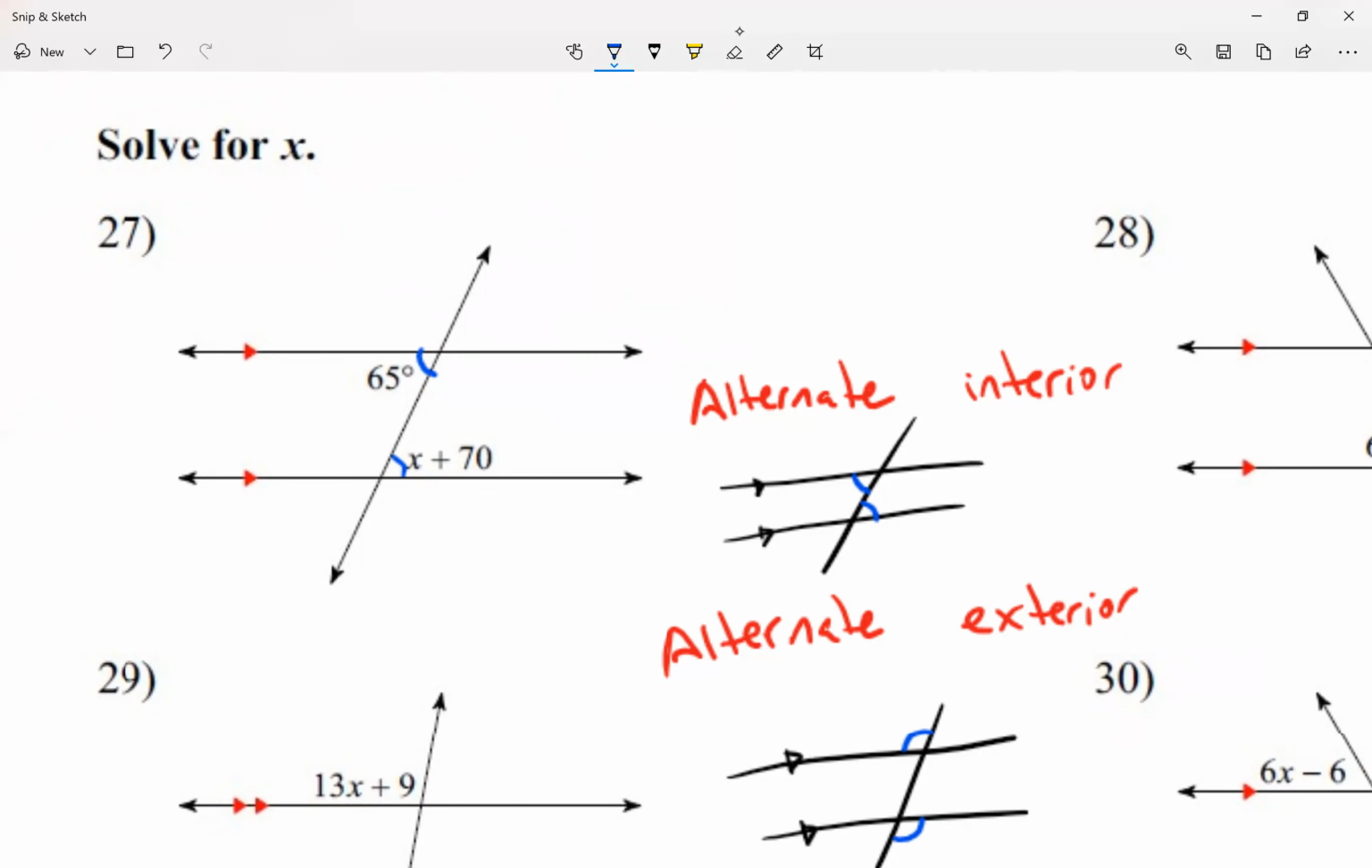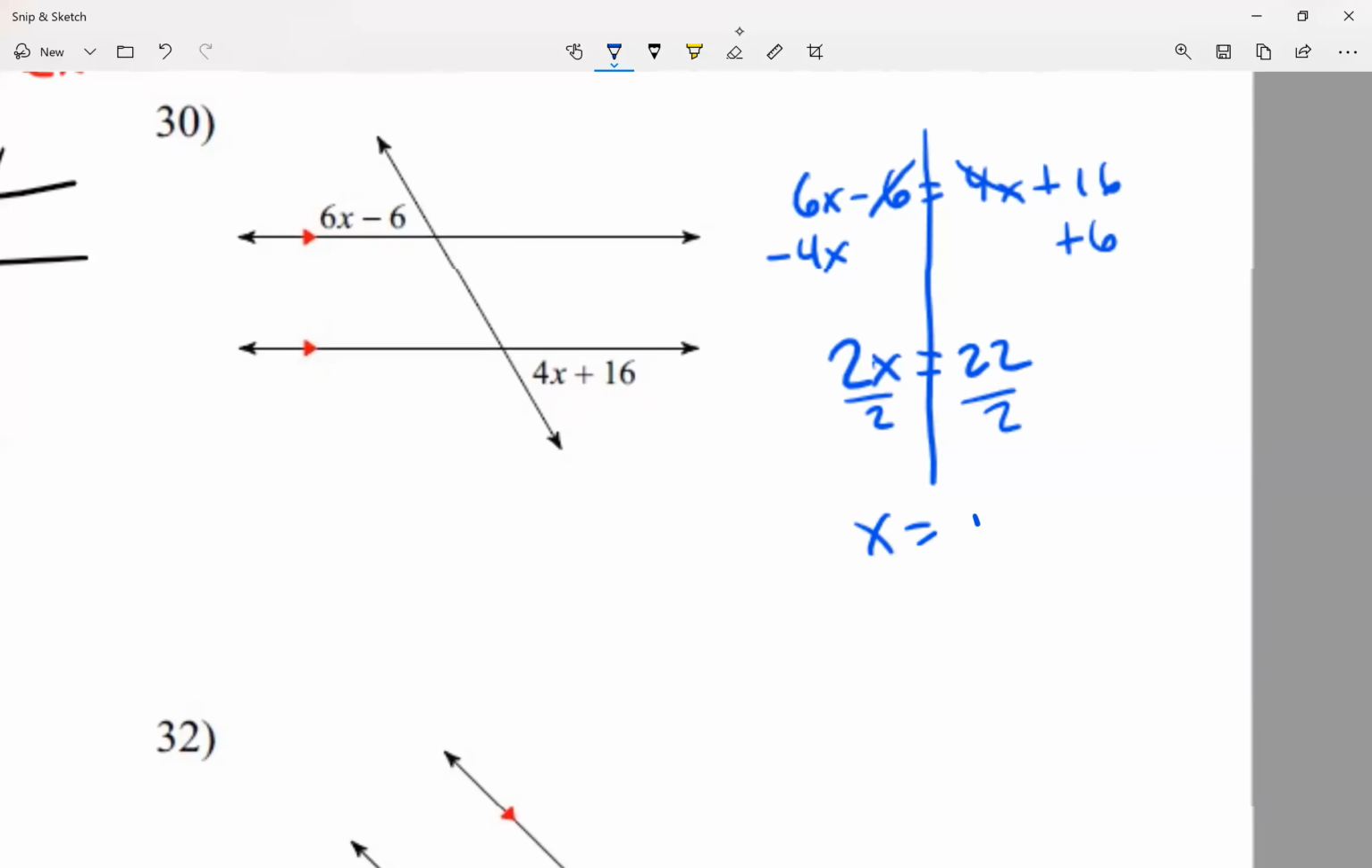All right, so now looking on the left side, 6x minus 4x, that gives me 2x. I was expecting not to have negatives. On the right side, 16 plus 6, that's 22. Now to get x by itself, let me divide both sides by 2, and I get x is equal to 11.